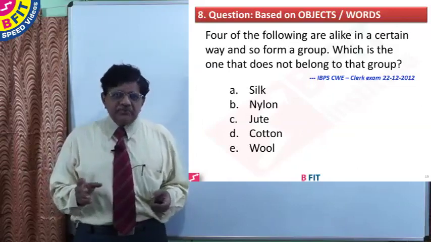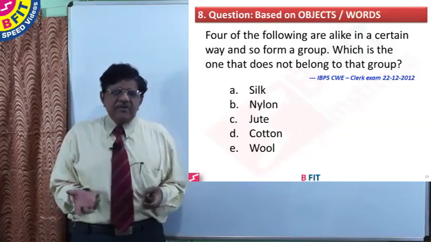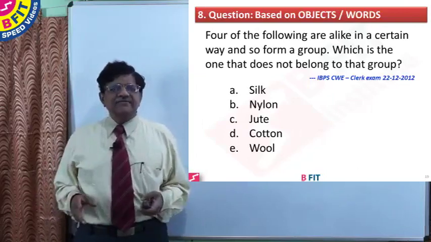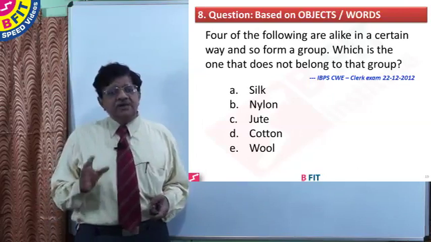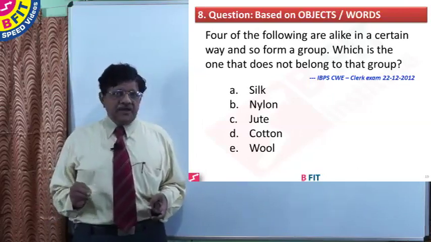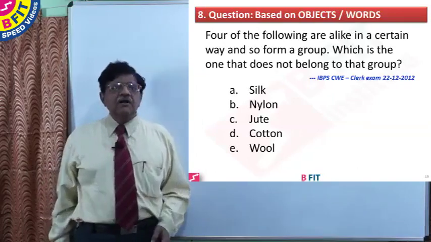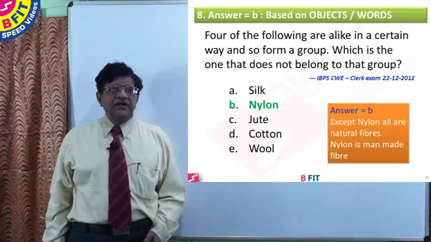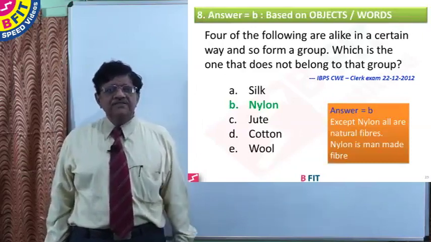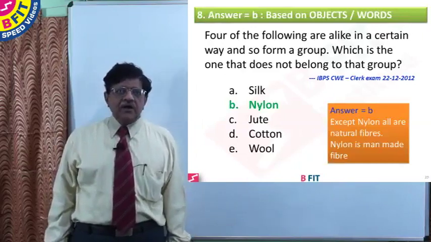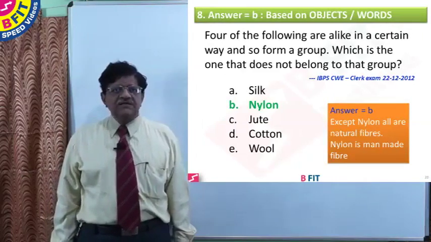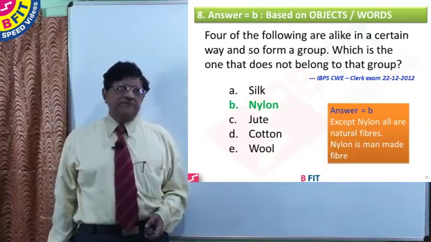But there are also some people who say that this is only a fable and it is not true. Whatever may be, this story is nice and interesting. Nylon is the only man-made fiber, whereas all others are naturally made. Therefore, the odd man out here is nylon. The answer is B, nylon. Except nylon, all are natural fibers. Nylon is the only man-made fiber.